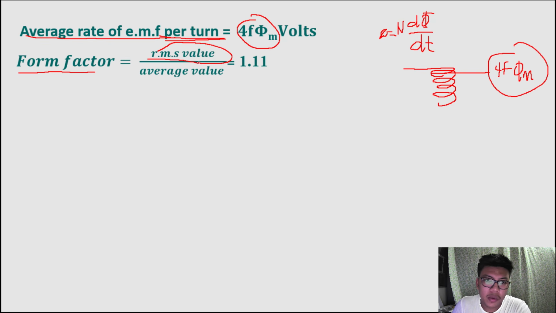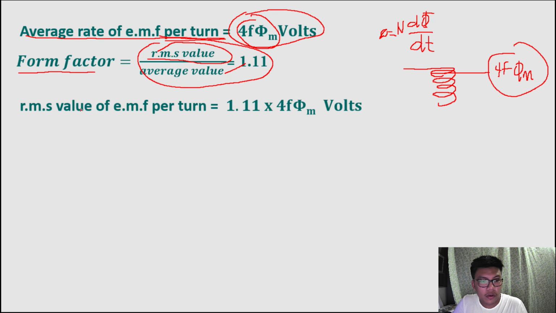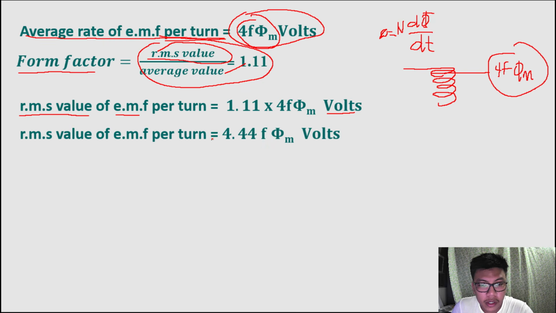So ang kailangan kasi natin is RMS value or the effective value. Kung meron lang tayong average, in order to get the RMS value, we just need to cross multiply. Average value times 1.11. So we multiply this whole by 1.11. So meron tayo ngayong RMS value na, ano, of E.M.F per turn, that is equal to 1.11 times 4f phi sub m volts. So volts yung unit natin kasi E.M.F is also volts. Okay? Yun ang unit ng E.M.F, that is an electromotive force. Okay, so RMS value of E.M.F per turn is now 4.44f phi sub m volts.